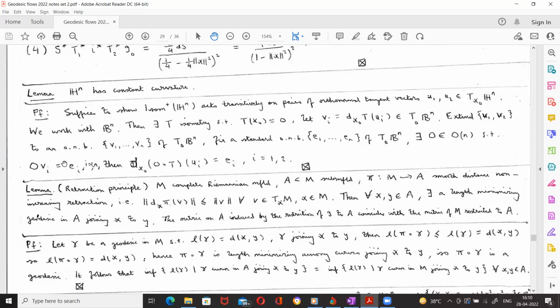So if I compose O with this T, then my u1, u2 at x naught get mapped to a fixed pair of orthonormal vectors e1, e2 at the origin, right? So therefore, I act transitively on pairs of orthonormal tangent vectors. Is this clear? Yes, sir. So therefore, the sectional curvature is constant.